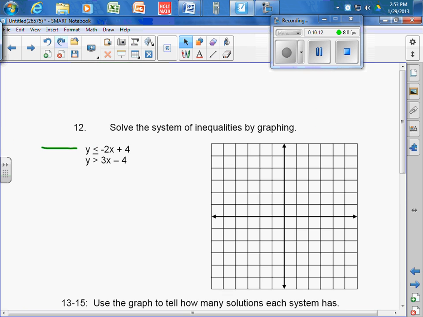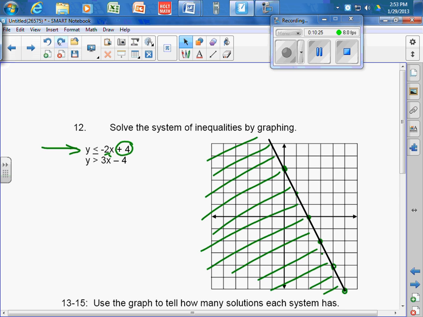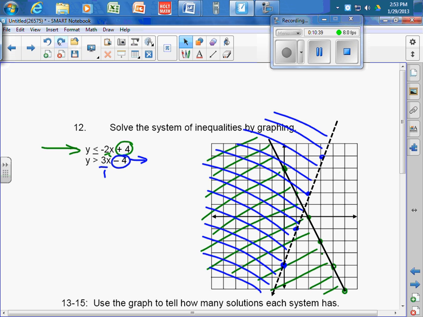All right. Solving this system of inequalities. When we graph y is less than or equal to negative 2x plus 4, we start at positive 4, down to right 1, and we get this line, and we're going to shade everything underneath the line. Now we're going to take 3x minus 4 and graph it. We're going to start at negative 4 and rise 3, run 1. Draw a dotted line. This says greater than, so we're going to shade everything above it.